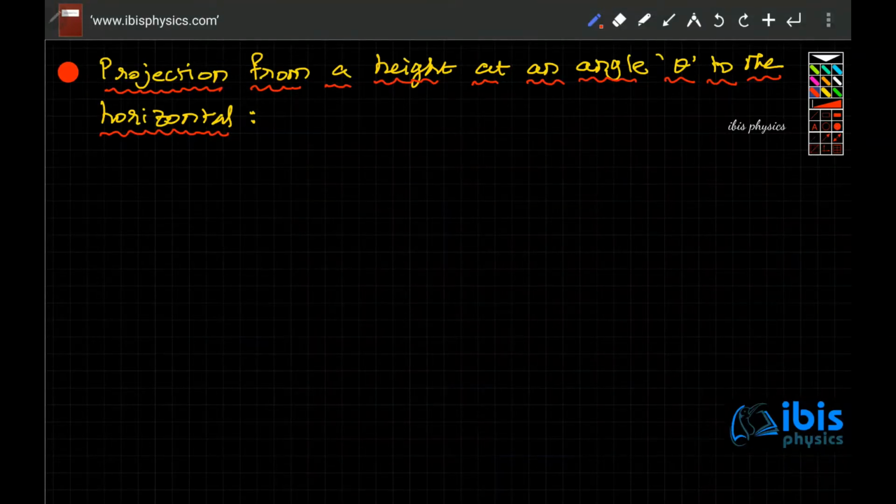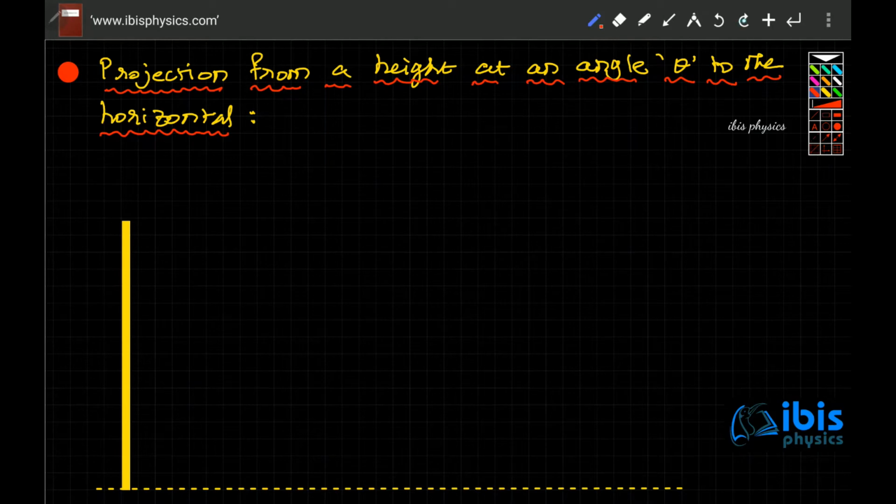Here in this case we are going to project an object from a height h, and if it is projected at an angle theta with the horizontal. Suppose you are throwing at an angle. So far we have been looking at a case where from a height h you are projecting horizontally. Now from a height h you are projecting at an angle theta with respect to the horizontal.